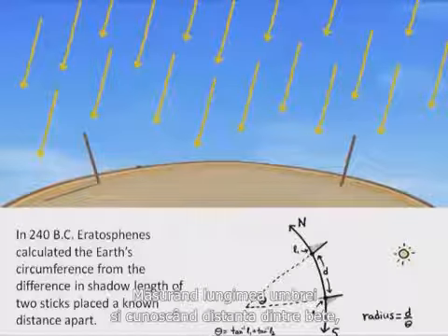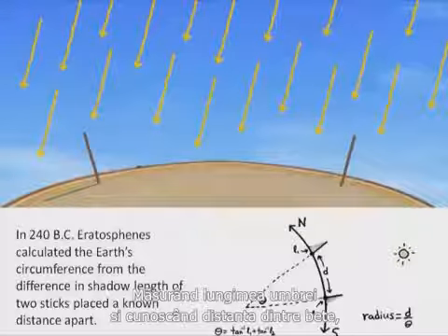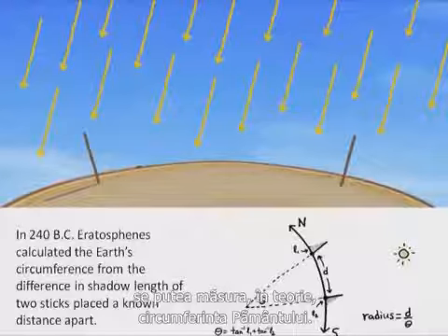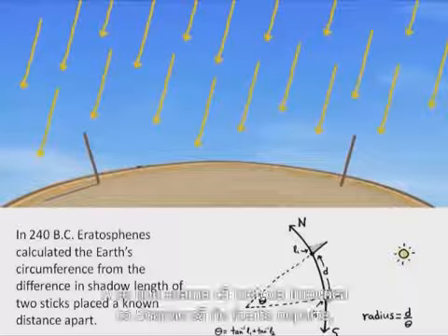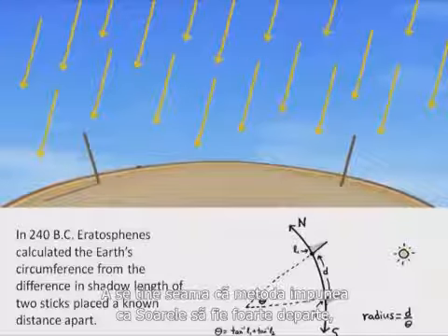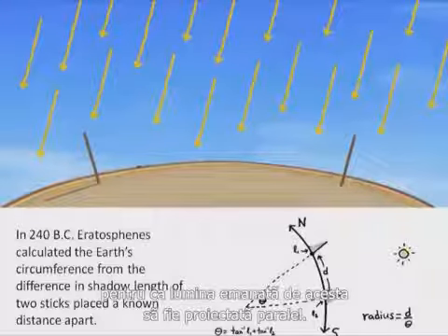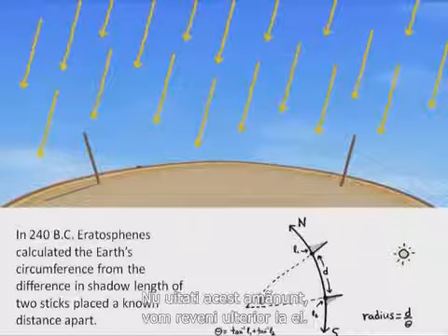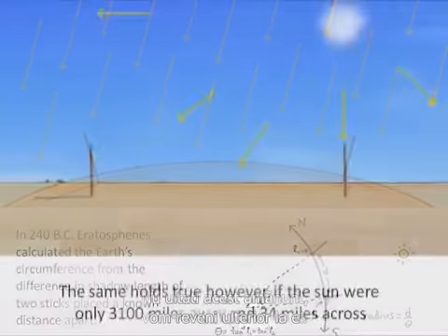So by taking a shadow length and knowing the distance between the sticks, you could theoretically work out the circumference of the Earth. Take note that this method requires that the sun be a long way away, so that the light coming from the sun is all parallel. Just keep that in the back of your mind, because we'll come back to this later.